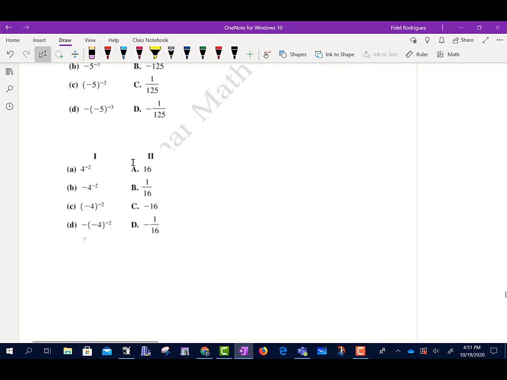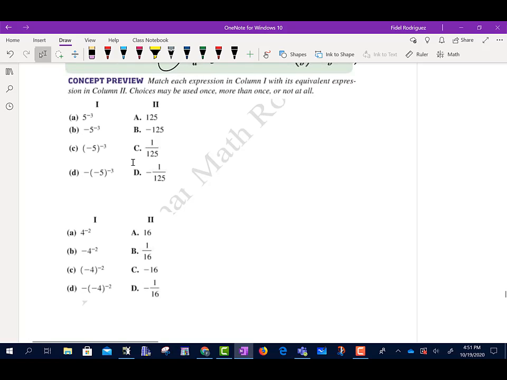So for this next part here, we're just going to match which one's going to go where, okay? So let's do it this way. If I have 5 to the power negative 3, which is part A, remember what this means. This means to write it as 1 over 5 to the third, which would be 1 over 125, okay? So this one here would match up with C, okay?